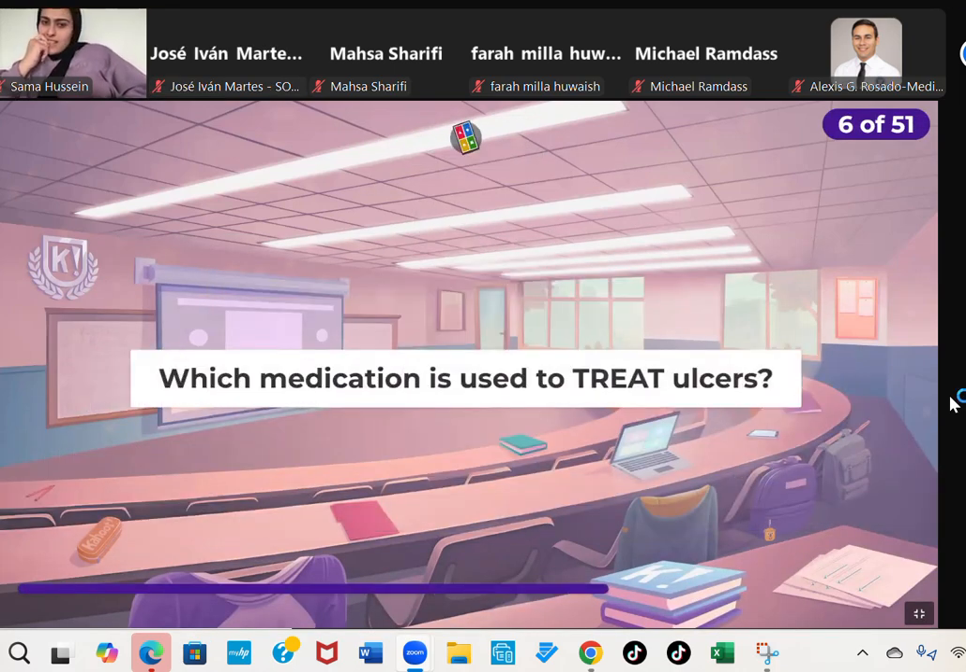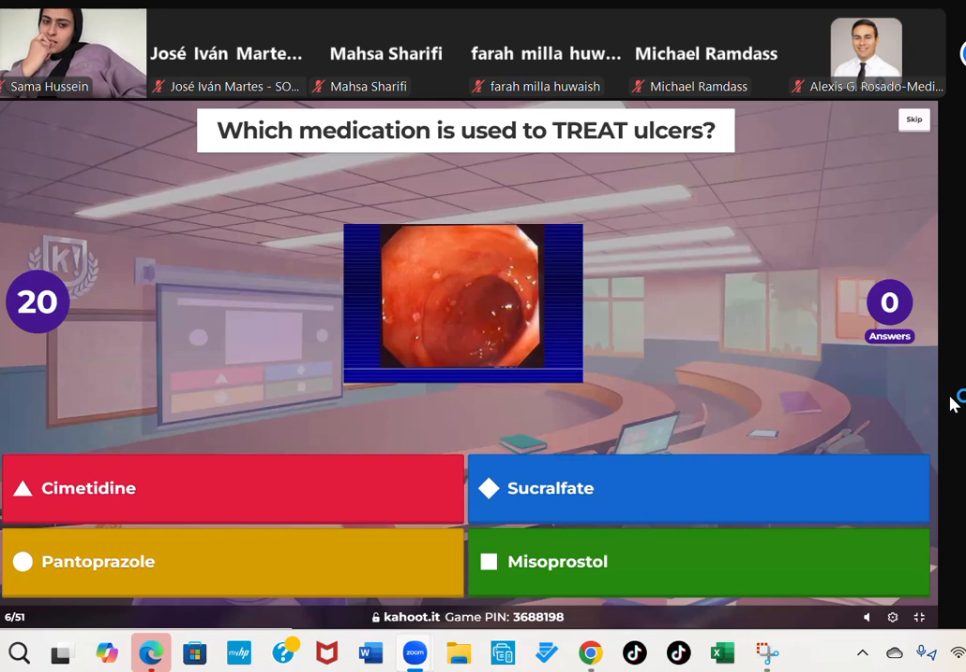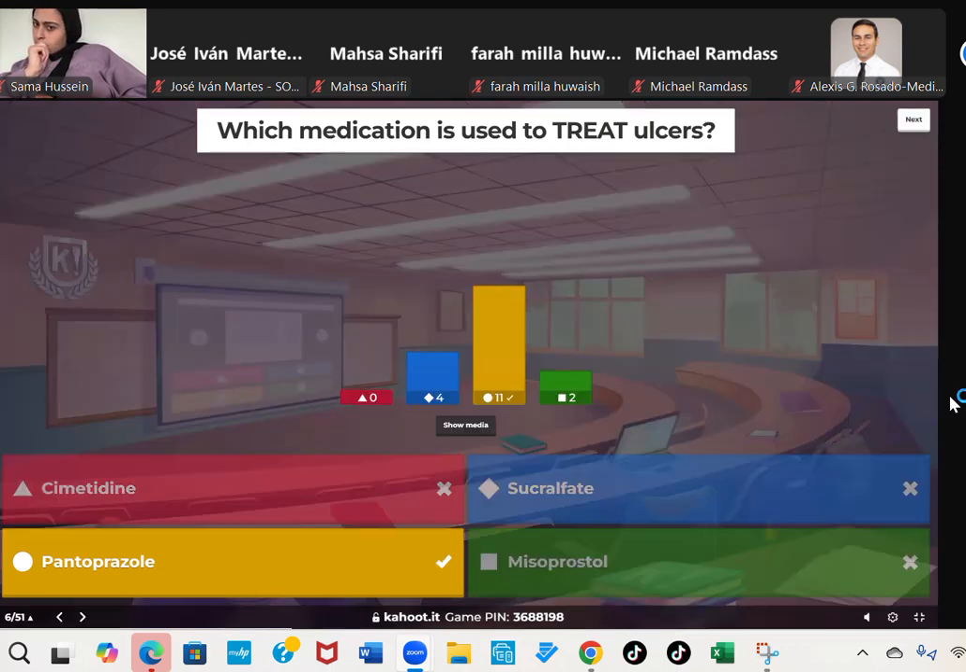Right, which medication is used to treat ulcers? Cimetidine, sucralfate, pantoprazole, misoprostol. Oh, this hurts my heart a little bit considering what the bonus question was on the cases that we went through yesterday. Okay. So I'm glad nobody picked cimetidine.